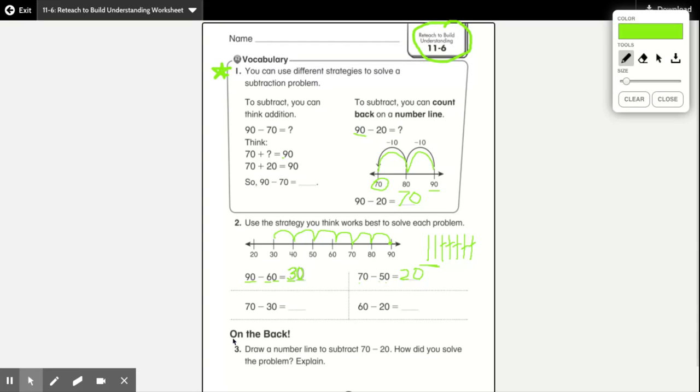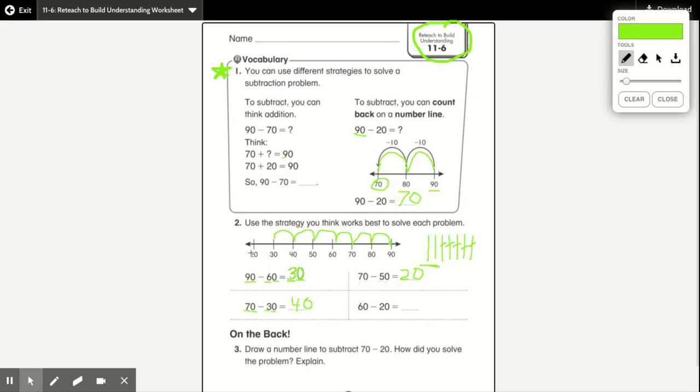And you could use another strategy. If you wanted to use an open number line for that one, you could have done that also. For the next one, I'd like to use mental math. Okay, so I'm going to take a look at my ones place first. 0 ones minus 0 ones equals 0. And 7 tens minus 3 tens equals 4 tens.